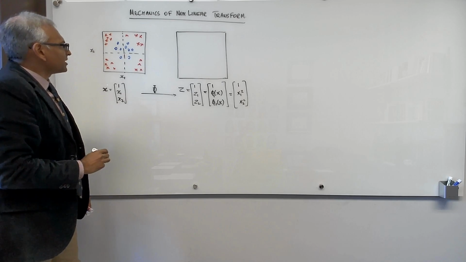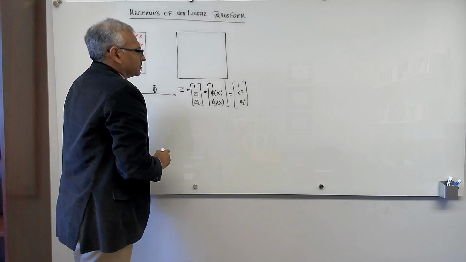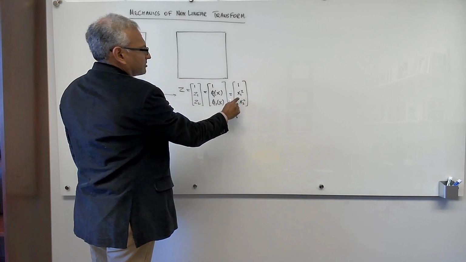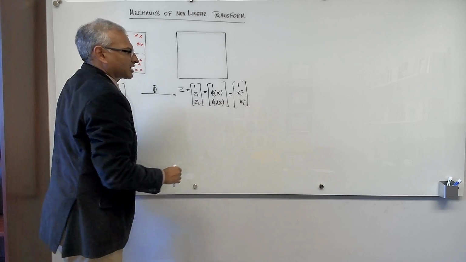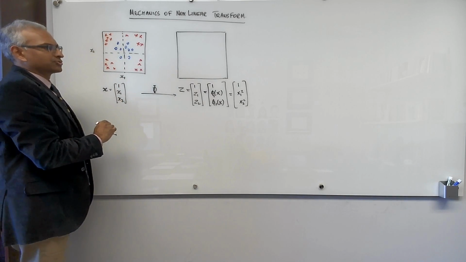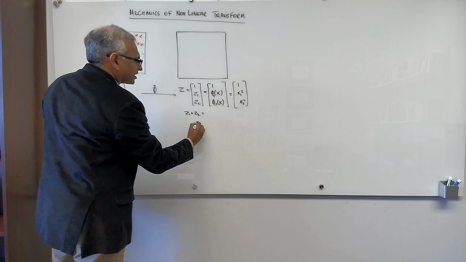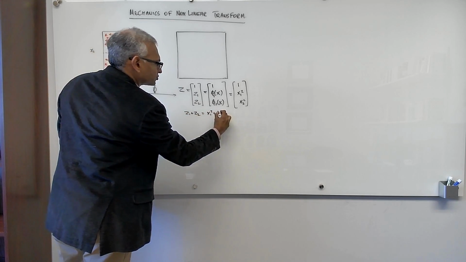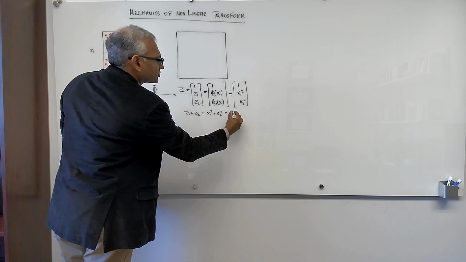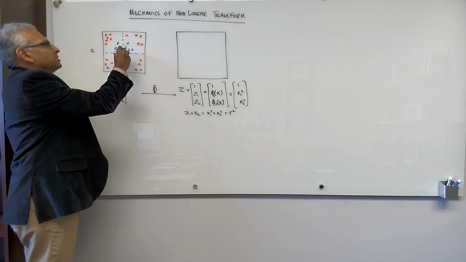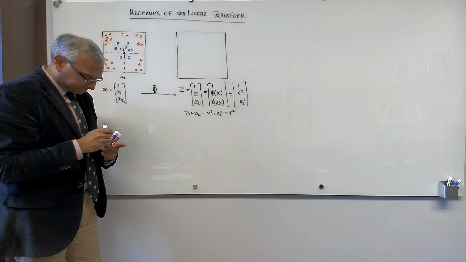Okay, so in this new space, observe that my new features are x1 squared and x2 squared. So what happens to the sum? What is x1 squared plus x2 squared? z1 plus z2 is exactly x1 squared plus x2 squared, which is equal to r squared. It's equal to the distance from the data point to the origin in my original space.